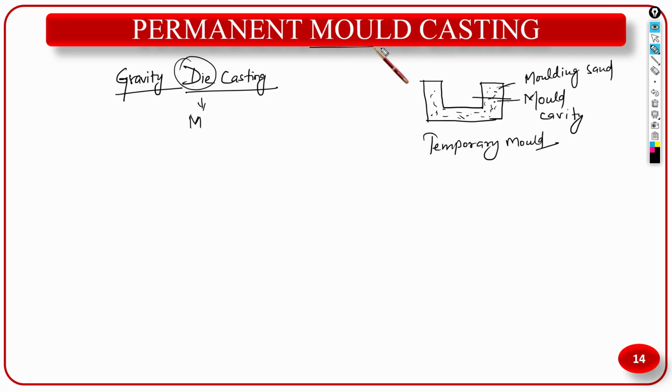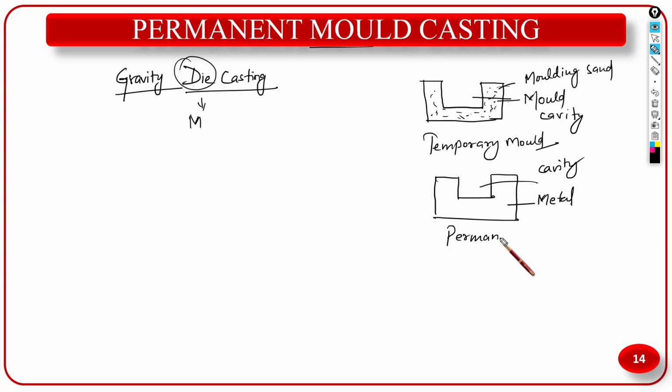But in permanent mold casting, the mold and the cavity are not broken. It is made up of metal. This is metal, and this is the cavity. So this is permanent mold casting, and this permanent mold is also known as a die. So understood what a die is? A die is basically a permanent mold. The cavity is already made, so you can do thousands of castings with one cavity.